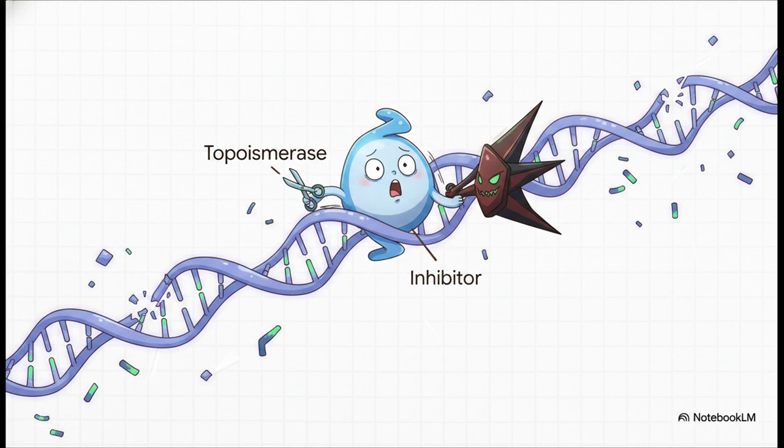Topotecan and irinotecan inhibit topoisomerase I, causing single-strand breaks. Either way, the result is the same: so much DNA damage that the cell can't survive.